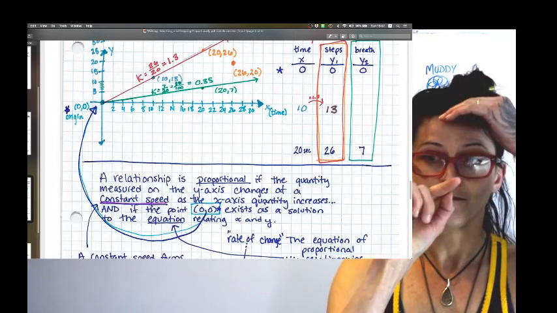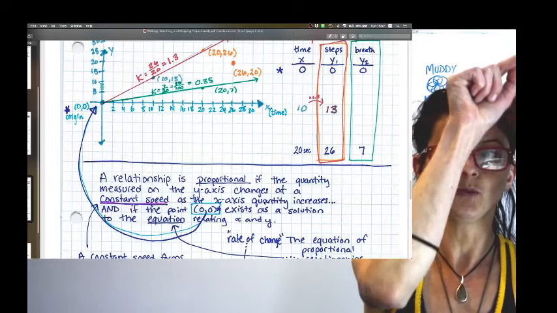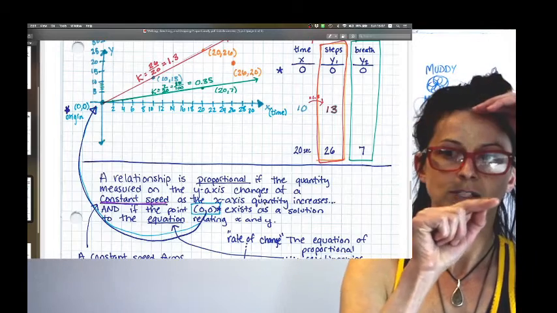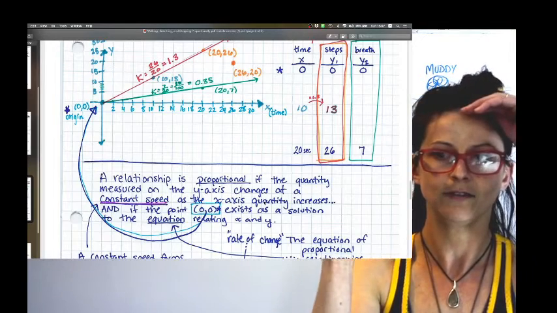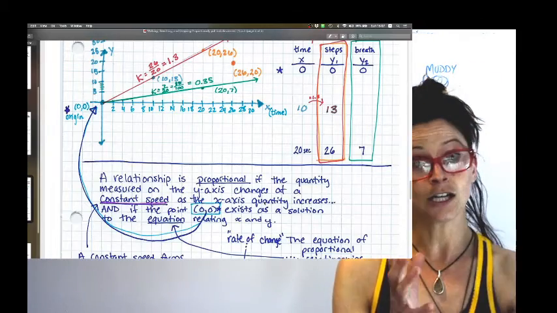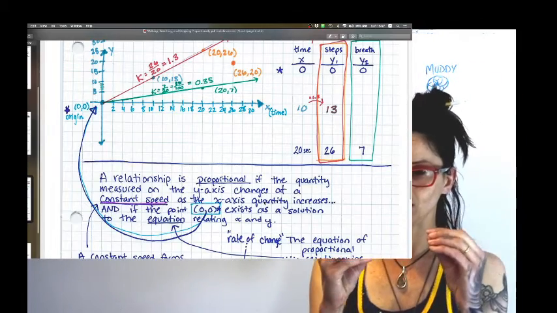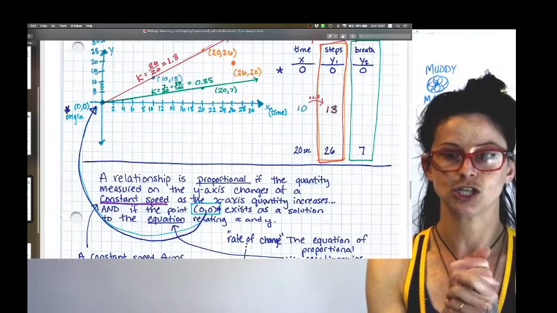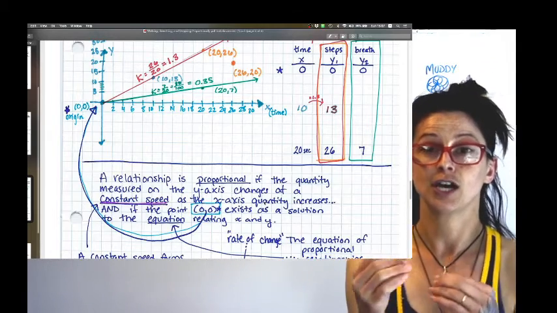And if I was getting faster, it would scoot way, way, way up. If I was getting slower, it would kind of level out. And here they're straight lines. So these are linear relationships, but specifically they're proportional relationships because they're starting at the origin.